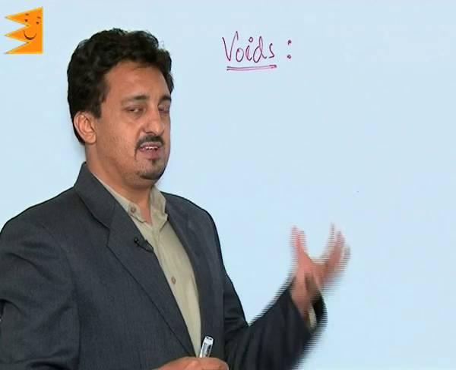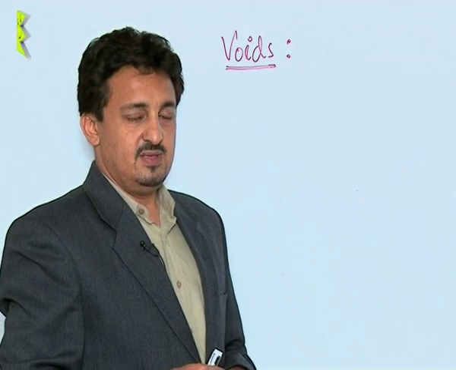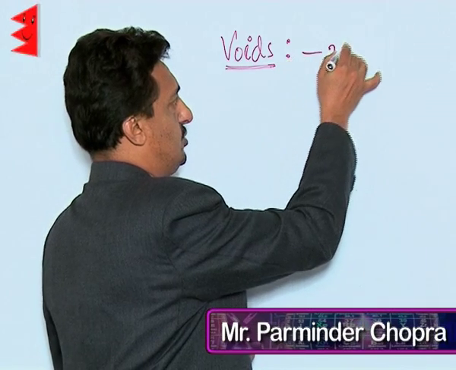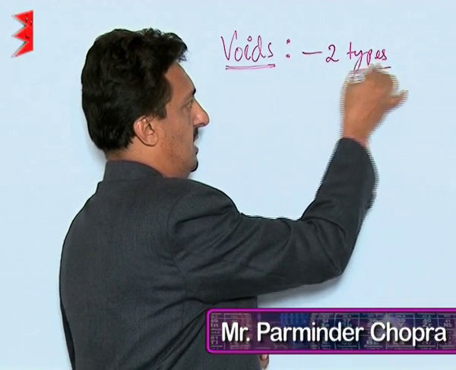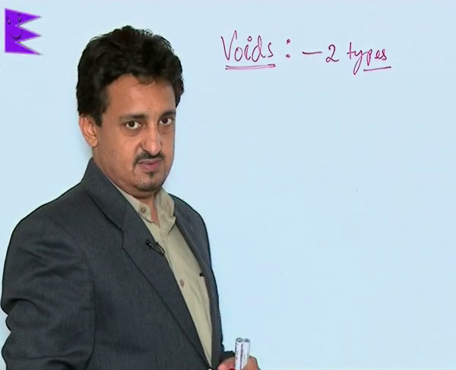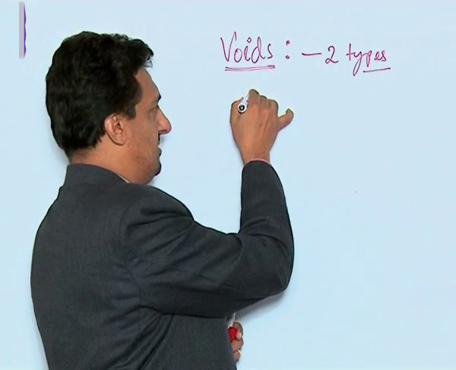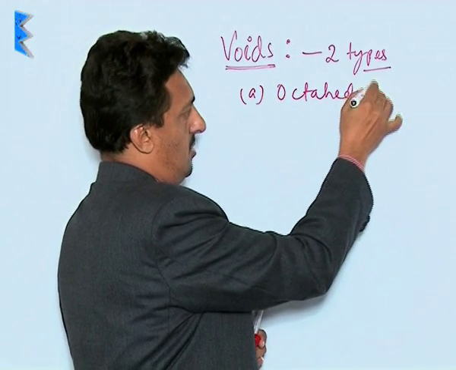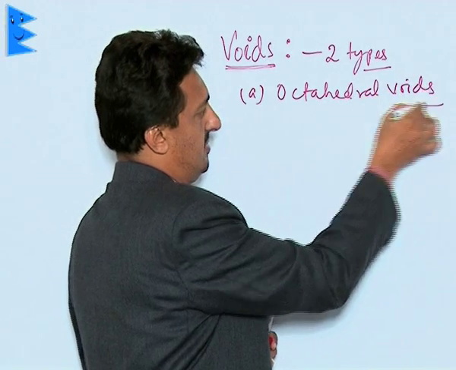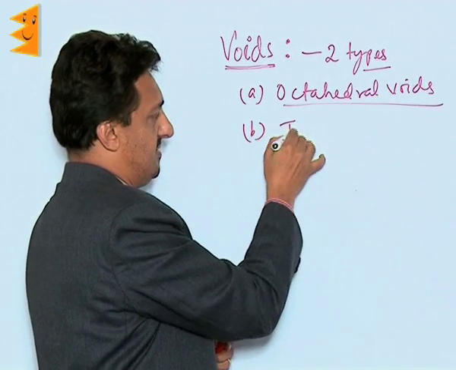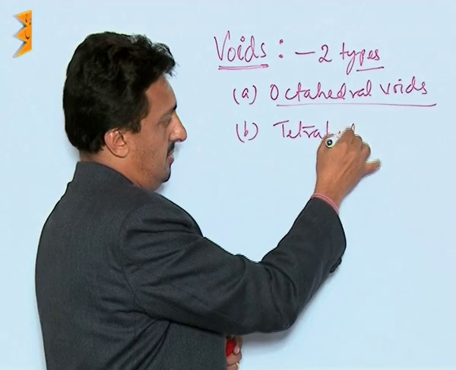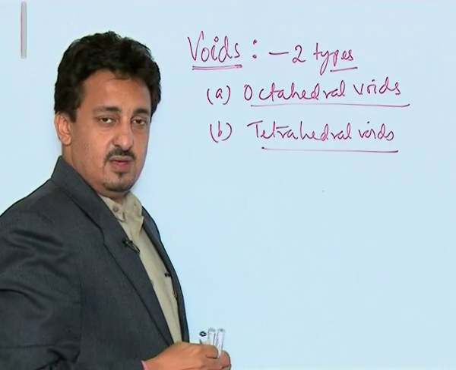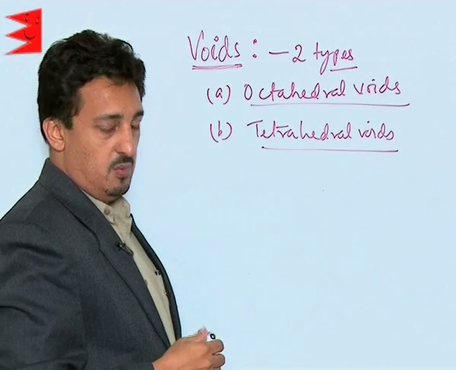Voids or interstitial spaces. The voids or interstitial spaces are of two types in crystalline solids. The two types are octahedral voids and the second is tetrahedral voids. Now let us study each one of these one by one.